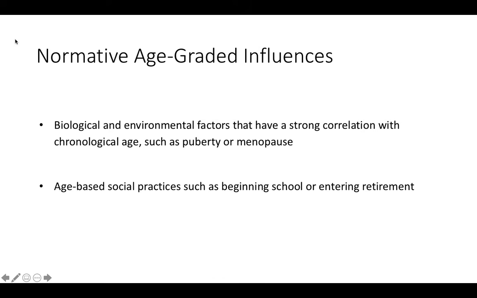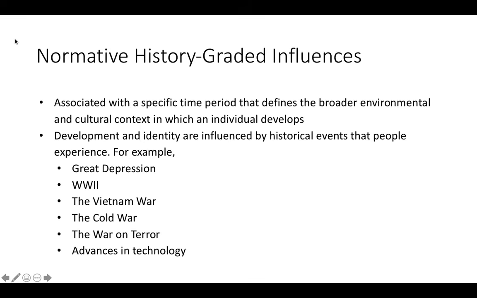So whenever I'm referring to normative age-graded influences, this is biological and environmental factors that have a strong correlation with chronological age, as I mentioned earlier, things such as puberty or menopause. That is based on normative age grade, okay? And then age-based social practices such as beginning school or entering retirement happen around the same time, okay?